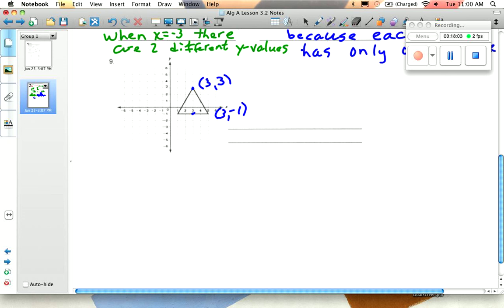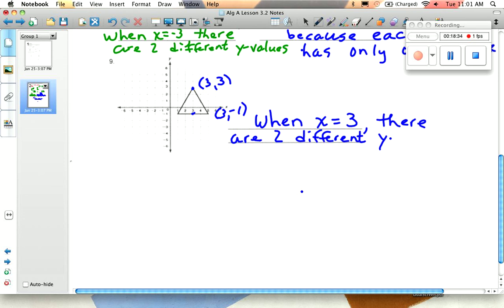Okay, so what do you think? Not a function, because why? When x is equal to 3, there are 2 different y values, aren't there? So we found one, and all it takes is 1. When x equals 3, there are 2 different y values, and we've identified them right there on our graph.